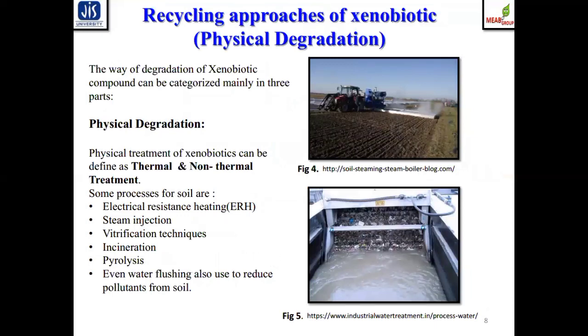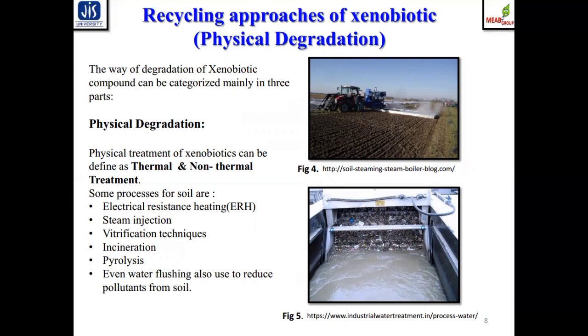Now we need to talk about the recycling approaches of these xenobiotic compounds. As we have seen already, xenobiotic compounds are creating huge ill impacts on the soil as well as the water body and their associated ecosystem. So that needs to be eradicated, or somehow resolved. Now we are going to talk particularly about finding these solutions. Those are called the recycling approaches of these xenobiotics.